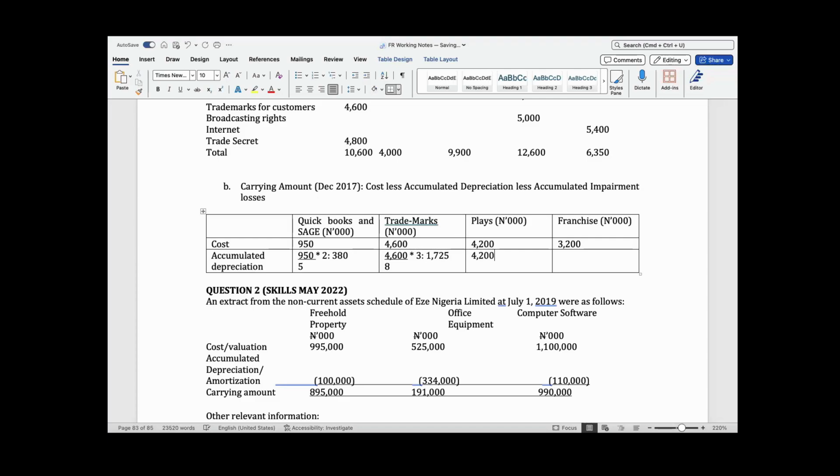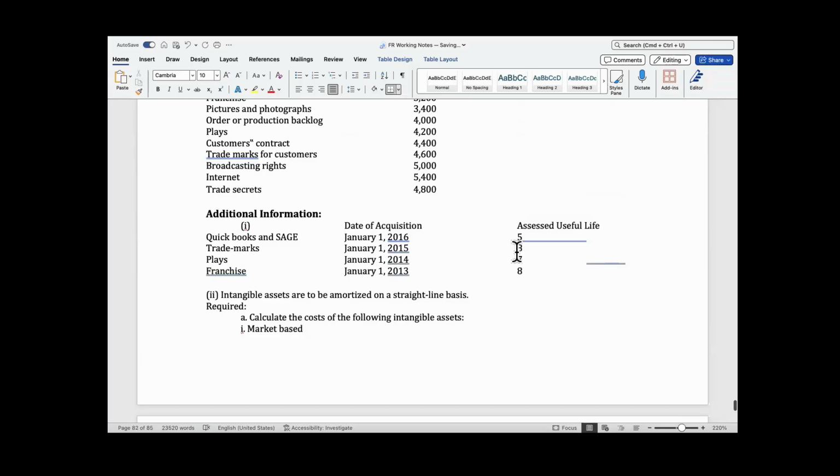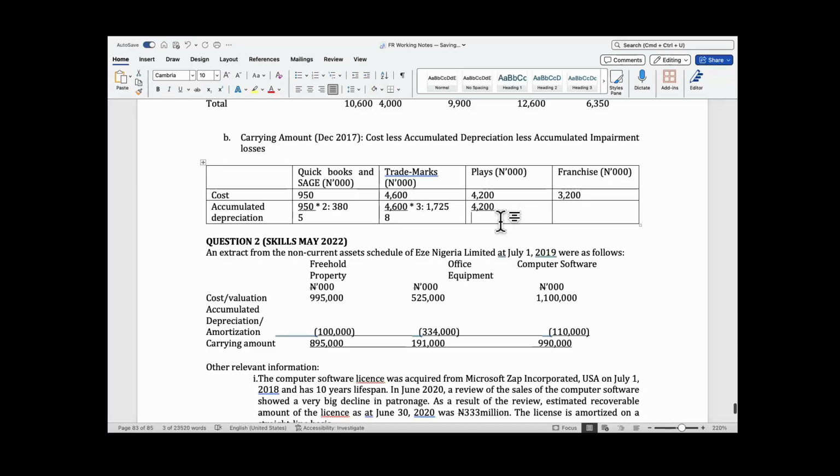Okay. For the place, it is 7 years. We bought it in 2014. That's how many years ago? 4 years. So how much are we looking at? 2,400. For the franchise, how many years is the franchise?